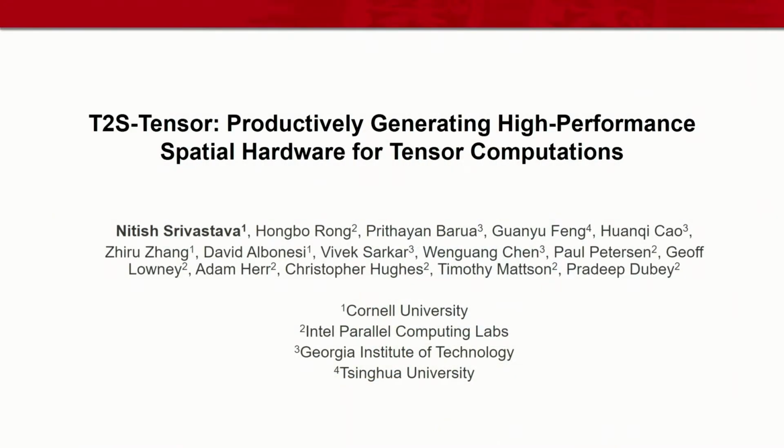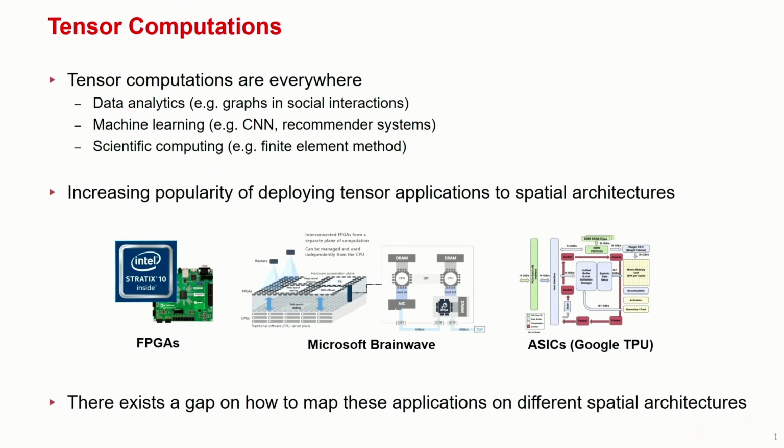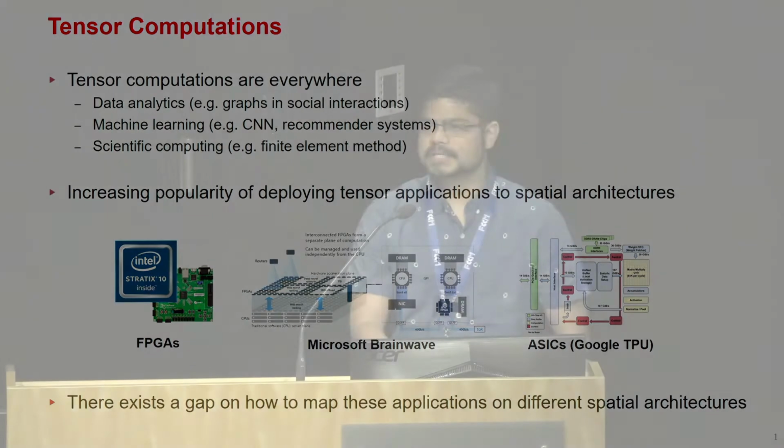Tensor computations are everywhere, from data analytics like graphs and social interactions, to machine learning like CNN and recommender systems, and scientific computing like finite element methods. Due to this widespread use of tensor computations, there has been a lot of push to deploy these tensor applications onto different spatial architectures like FPGAs, CGRAs, and ASICs. Microsoft Brainwave and Google TPU are a few examples of that. However, there still exists a gap on how to map these tensor computations on different spatial architectures.